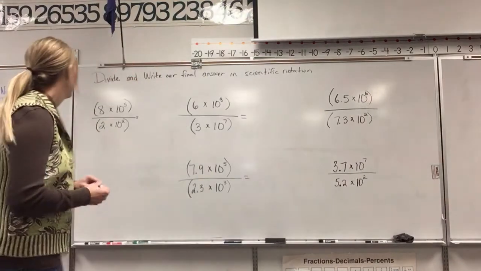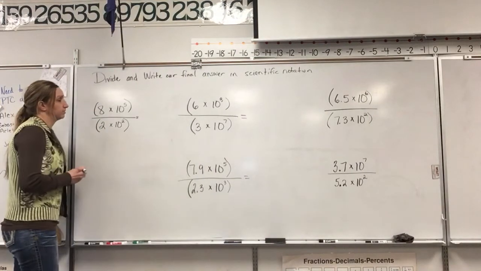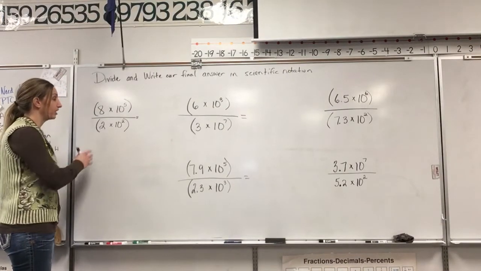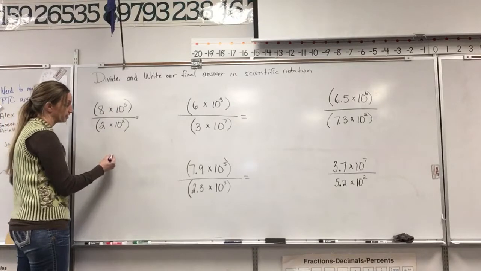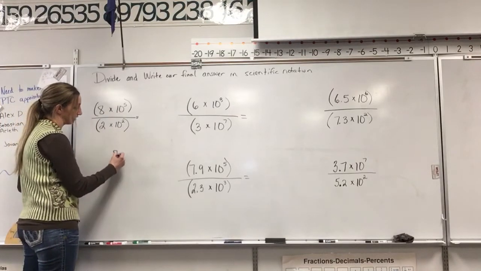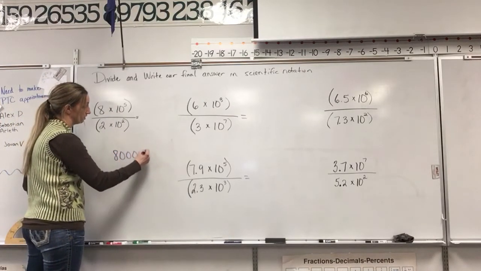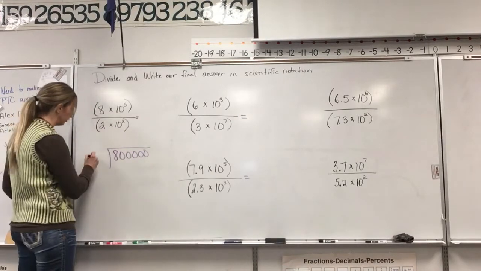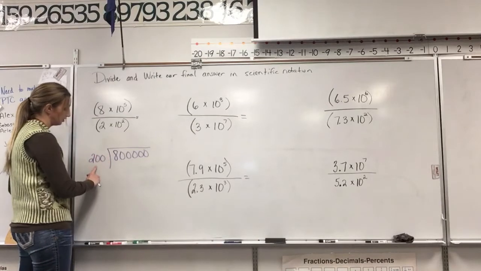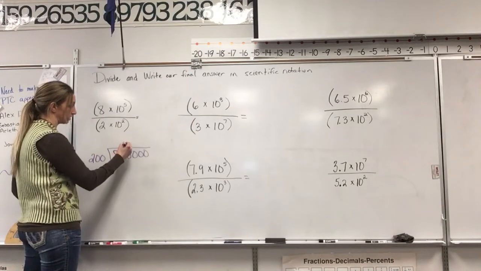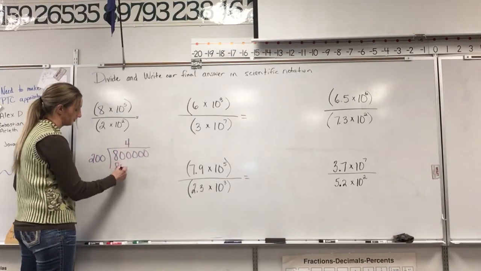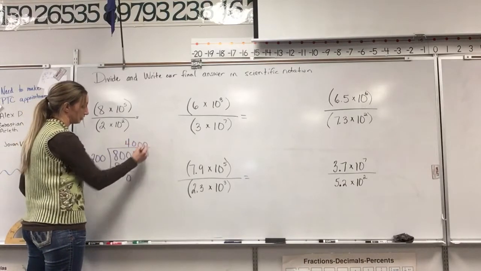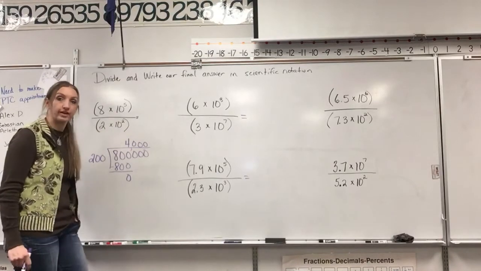Okay, so our first problem is 8 times 10 to the 5th power divided by 2 times 10 squared. Well, 8 times 10 to the 5th power in standard form looks like an 8 followed by 5 zeros. I'm going to divide that by 2 times 10 squared, which is 200. 200 goes into 800 4 times. And so I can fill the rest of these with zeros. So I end up with 4,000.